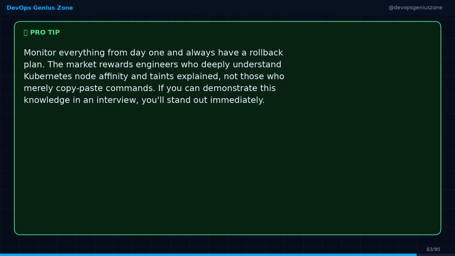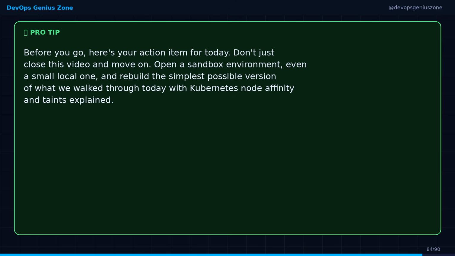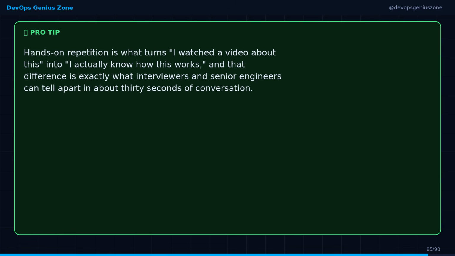To summarize, Kubernetes node affinity and taints explained is critical in the 2025 US DevOps job market. Start right by understanding requirements before touching configuration and version control everything. Follow best practices around least privilege, small changes, automation, and documentation. Monitor everything from day one and always have a rollback plan. The market rewards engineers who deeply understand Kubernetes node affinity and taints explained, not those who merely copy-paste commands. If you can demonstrate this knowledge in an interview, you'll stand out immediately.